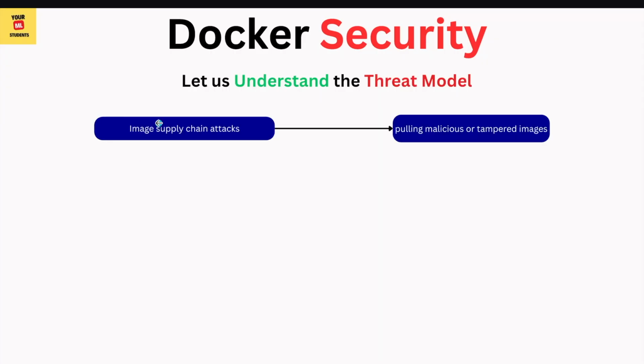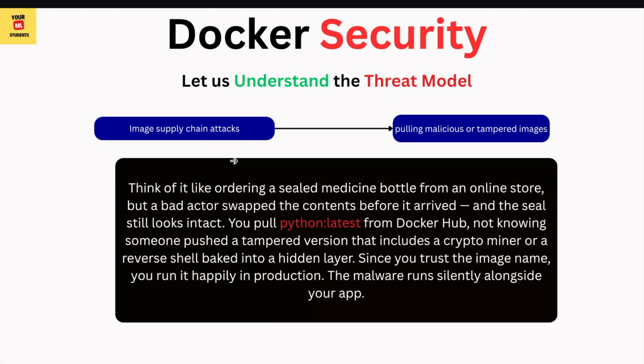Next is image supply chain attacks, pulling malicious or tampered images. You know these images are there on Docker Hub, and by any chance, if you have pulled a malicious or tampered image, then you may face image supply chain attacks. Again, I'll explain with an example. Think of it like ordering a sealed medicine bottle from an online store, but a bad actor swapped the contents before it arrived, and the seal still looks intact. Let's say you have pulled Python latest from Docker Hub, not knowing someone pushed a tampered version that includes a crypto miner or a reverse shell baked into a hidden layer.